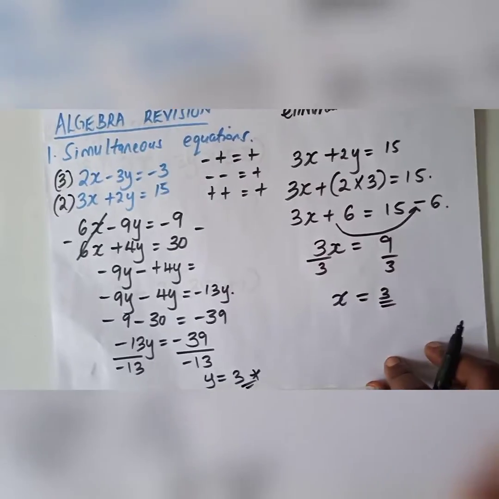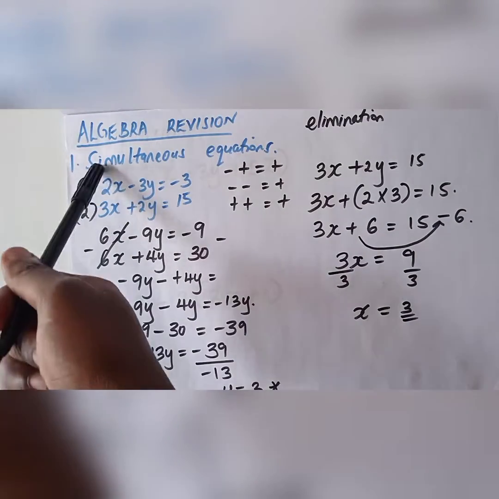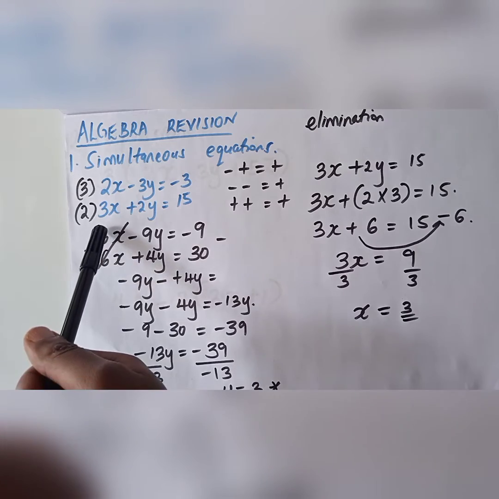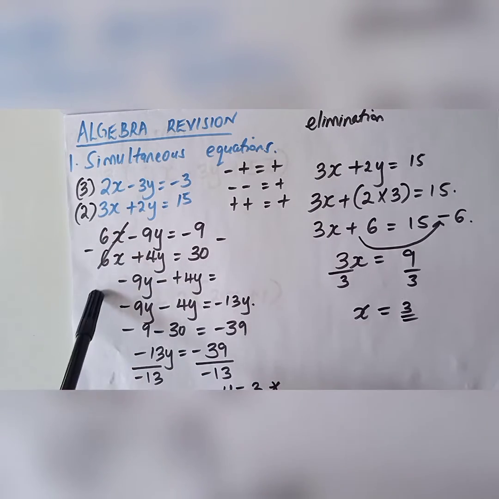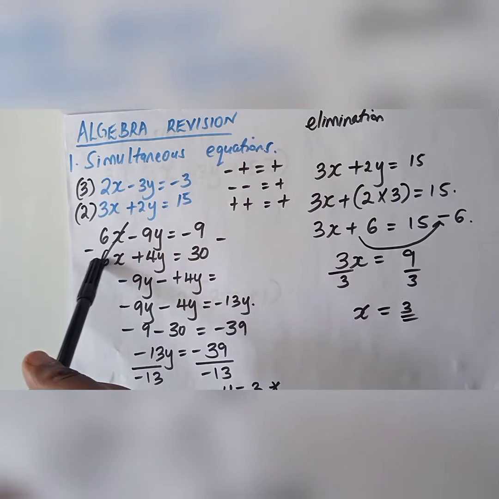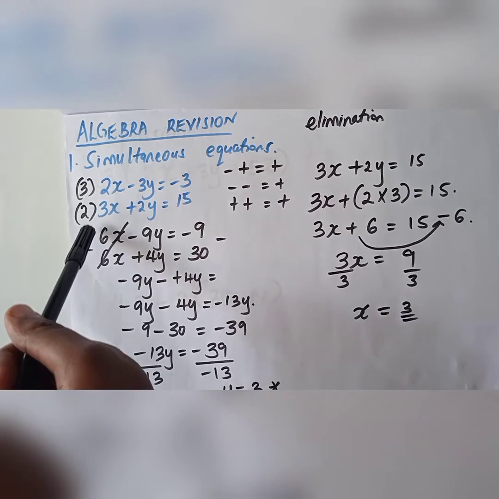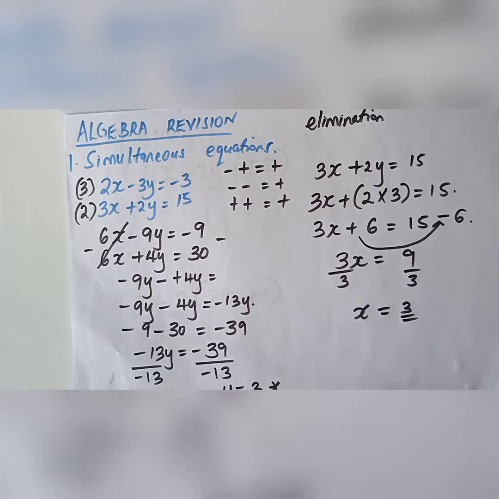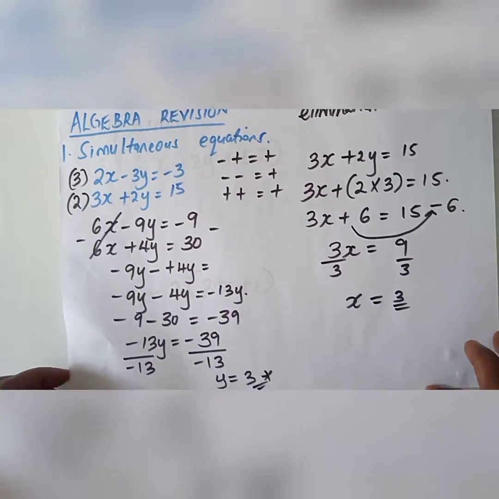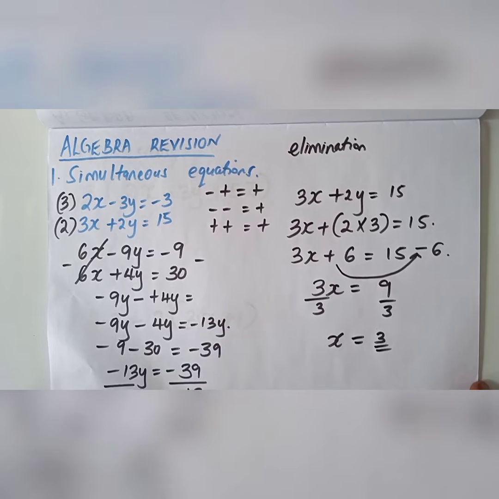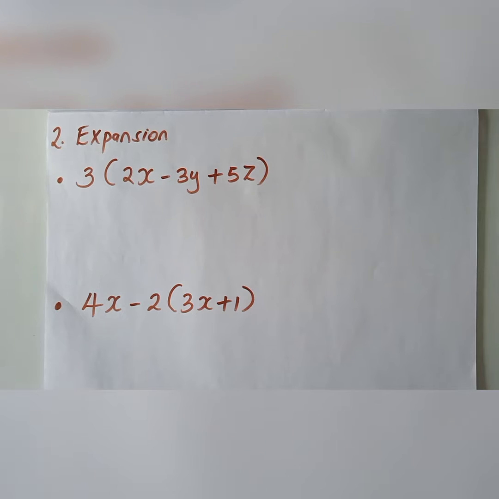So remember step number 1, make one of the coefficients the same. Then after that, over here 6x minus 6x, since both of them are positive, you're going to do minus. But if it was a positive and a minus here, then you do plus. Okay, so that is elimination on simultaneous equations.